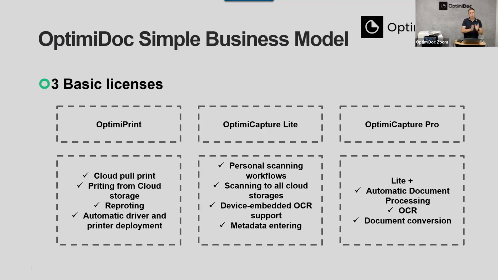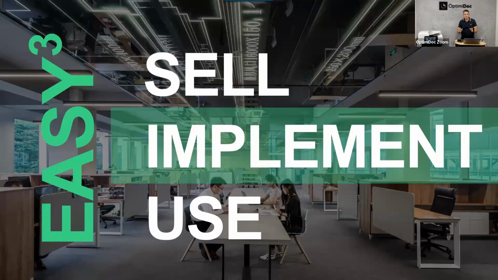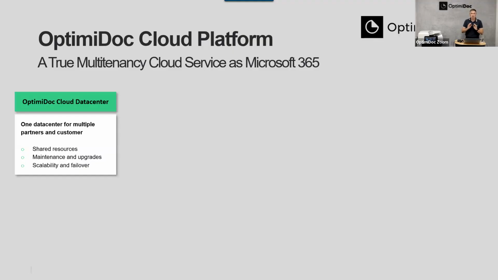Do you need a print? Do you need a scan? Do you need advanced scanning? And that's all. When we are talking about the easy way how to implement the product, then we are talking about the complete architecture of the solution.